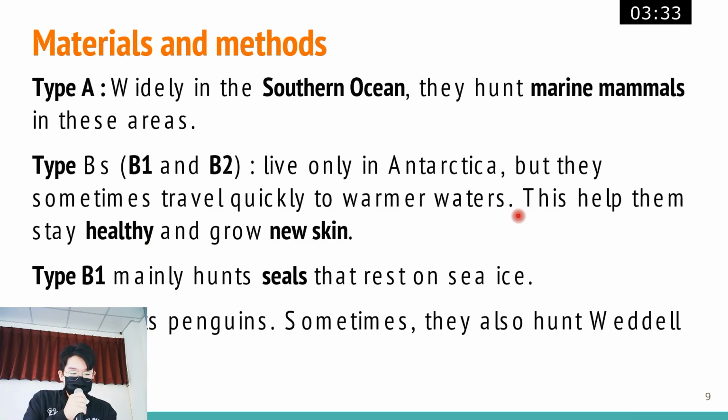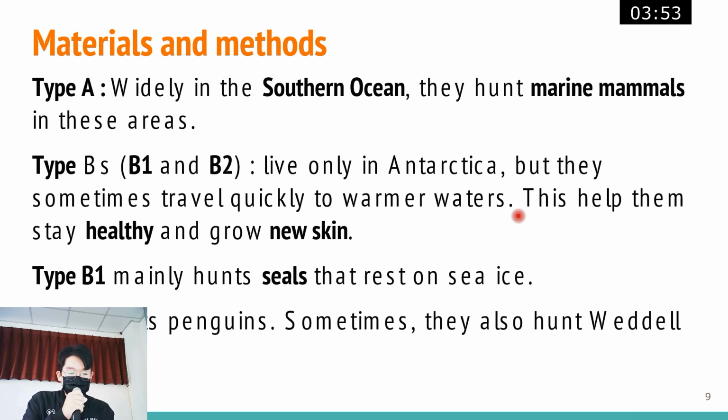Type A ranges widely in the Southern Ocean and is using Antarctic Peninsula coastal waters in increasing abundance. More of them are now using the coastal waters of the Antarctic Peninsula because there is less ice. They hunt marine mammals in these areas.